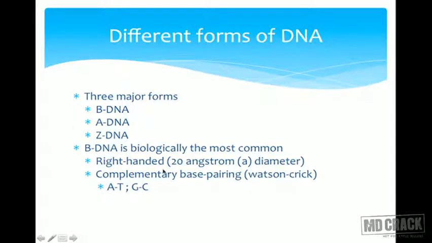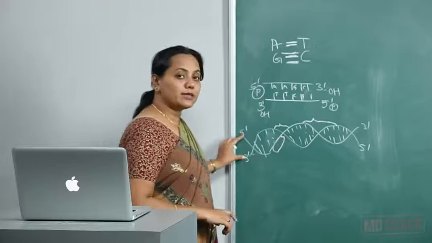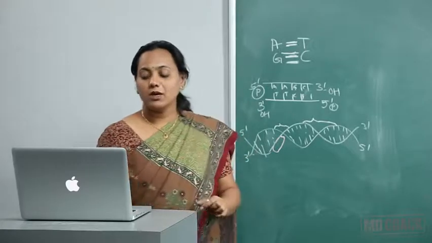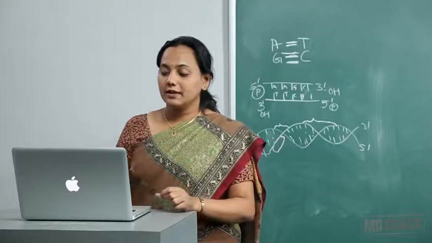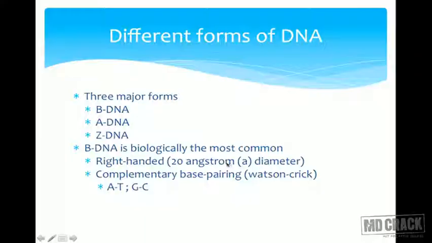It is right-handed and has a 20 Angstrom diameter. So again, we are looking at the diameter from an MCQ point of view. So just remember that it is right-handed and has a 20 Angstrom diameter. It has complementary base pairing, that is Watson-Crick base pairing of AT and GC.